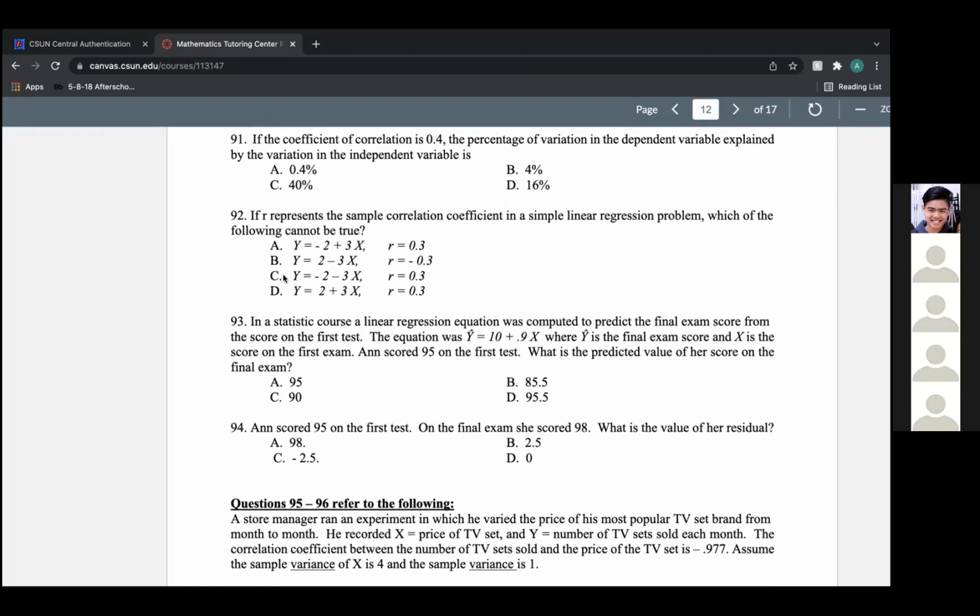Okay. 93. In a stats course, a linear regression equation was computed to predict the final exam score from the score on the first test. Anne scored 95 on the first test. So what is the predicted value of her score on the final exam? What would I do to get that? You plug in the 95 into the X. Yep, you plug it in, you get 95.5. The answer is D.